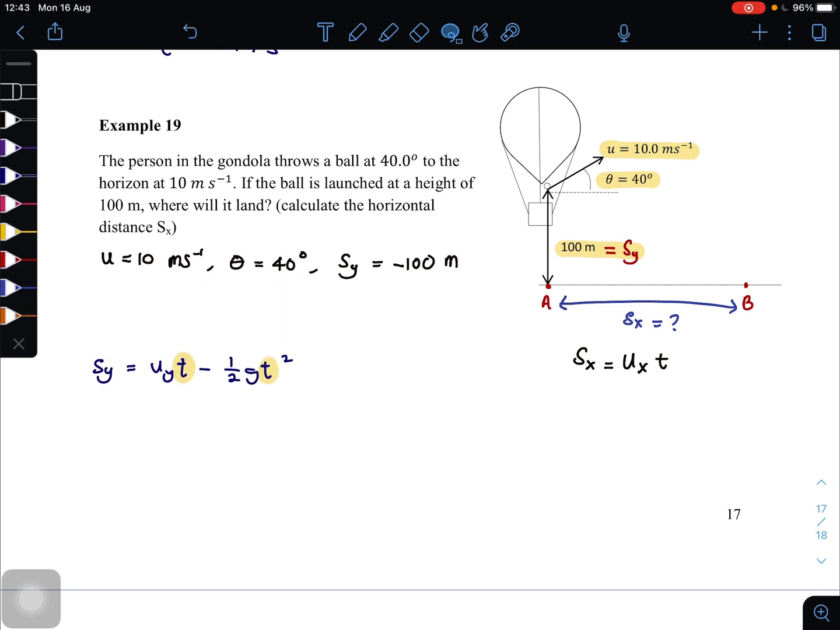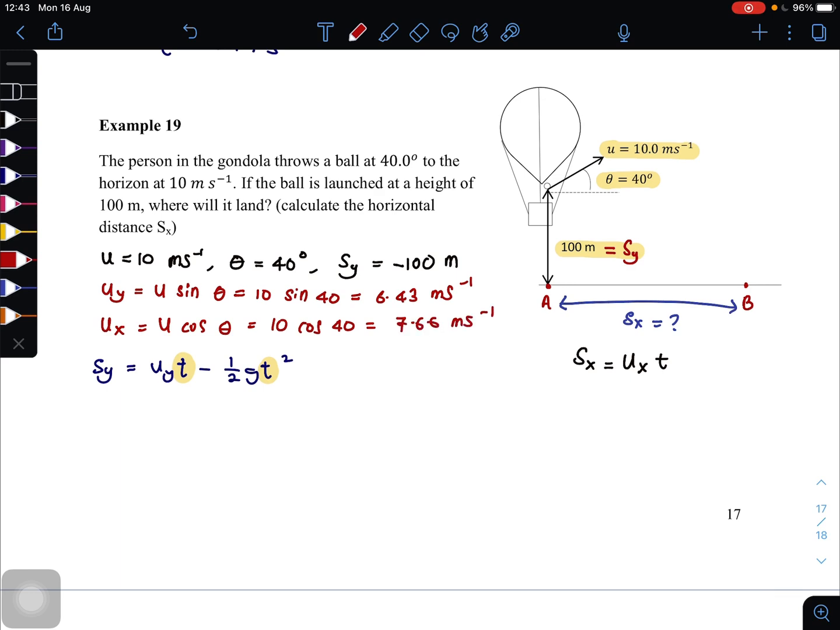Okay, let me put this here. Okay, UY is equal to U sine theta, which is 10 sine 40 equal to 6.43 meter per second. Okay, let's find the value for UX as well because we need the value to substitute here. U cos theta, 10 cos 40 equal to 7.66 meter per second. Okay, so now that we have UY and SY, we can find the value for T.